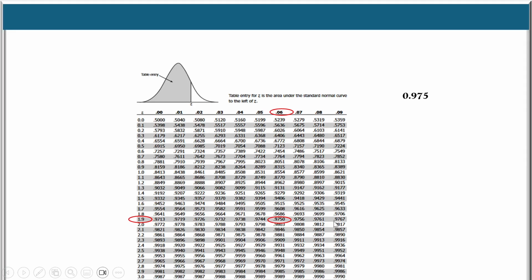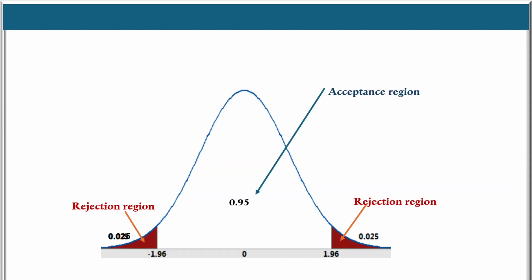So that's how come we got the 1.96. So let's decide: if the calculated Z, which we got to be 2.65, is greater than the critical, we are going to reject the null hypothesis. So in this example we are definitely going to reject the null hypothesis because the calculated Z is greater than the critical Z.